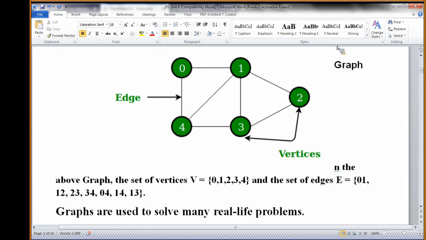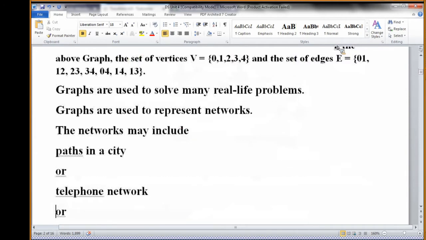Based on directed and undirected, the number of edges also will vary. If the direction is there, we will consider the edges as per the direction only. If the direction is not there, we will consider the edges both ways. That we will see later.